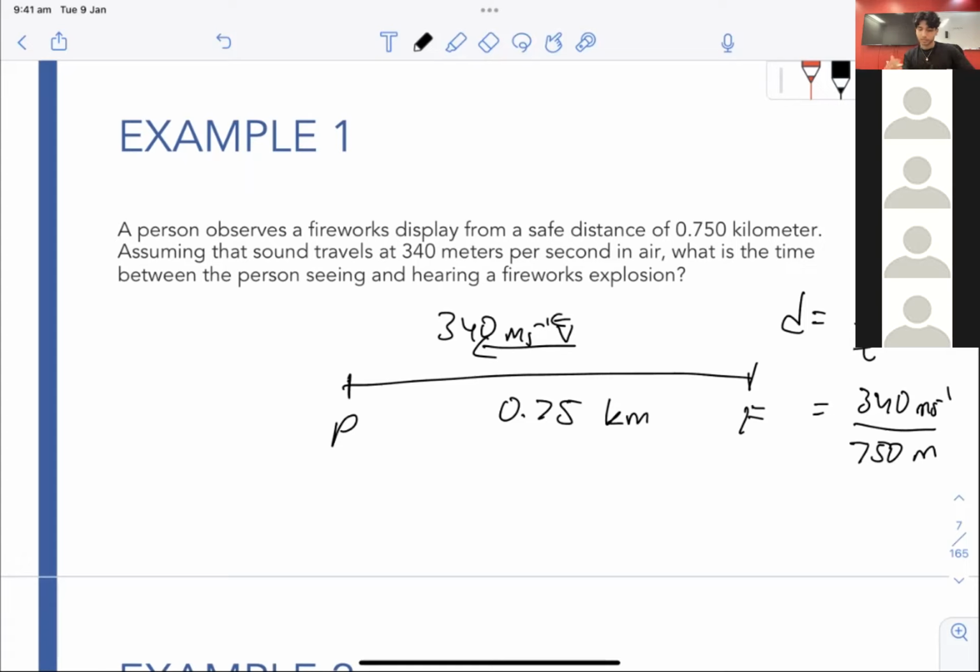you get a time of 0.45 seconds. And I'm going to leave that to 2 significant figures because the rest of the question has only given you values with 2 sig figs.